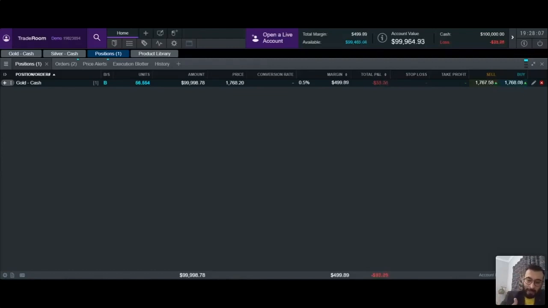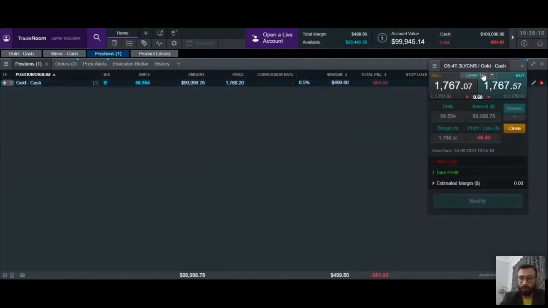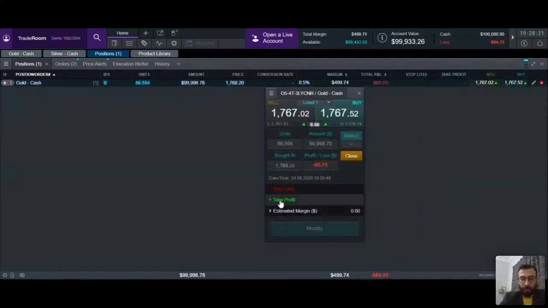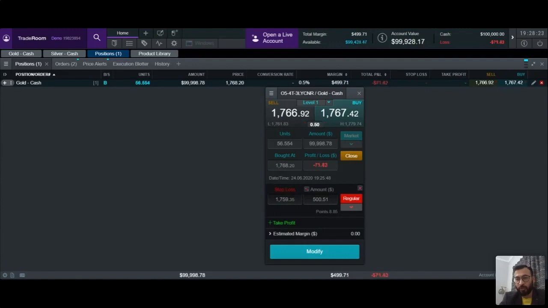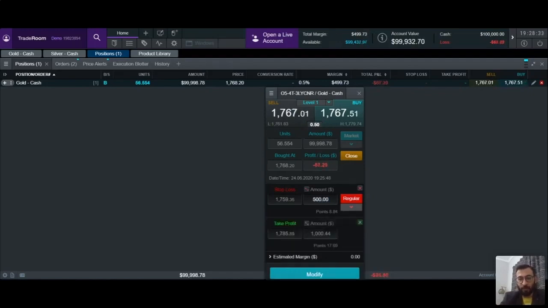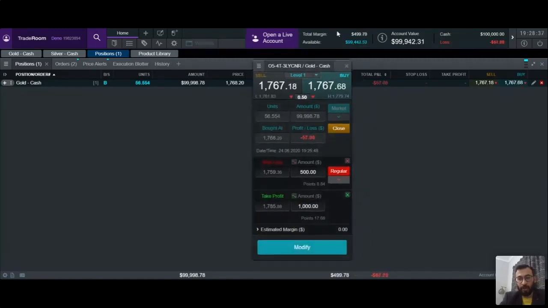So the point is that if gold is moving $20, this is where you have to understand how to measure your risk. Let's say you don't want to lose $1,000 in a $100,000 account. You want to lose not more than $500. So you select a stop loss, you write 500, and then you want to book a profit of 1,000. A 2:1 risk reward ratio, right? Risking $500 to make $1,000 profit.